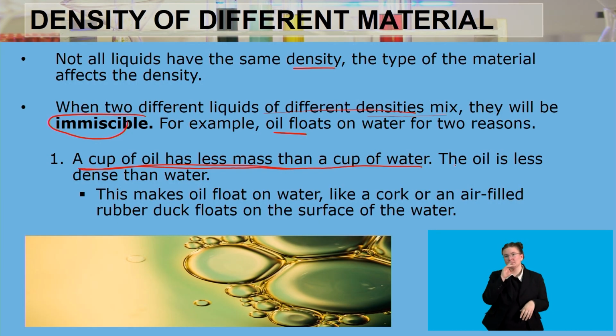So then the oil is less dense than water. Why? Because the cup of water is more dense, or has more mass, than the cup of oil. Now this makes oil float on water like a cork or an air-filled rubber duck which floats on the surface of the water. Here we're talking about our bath toys. The ducks that we use when bathing, to play around in the bathtub, float on water because they have less mass as compared to the water.